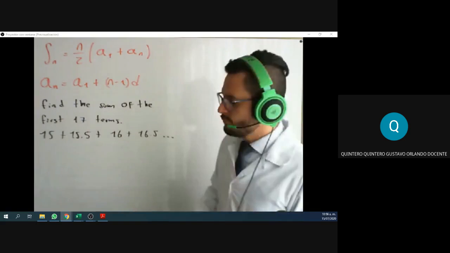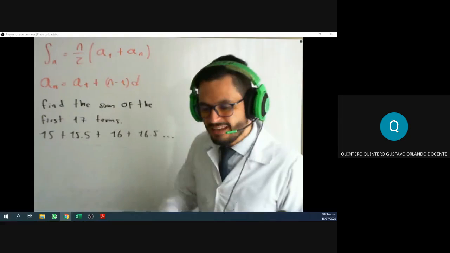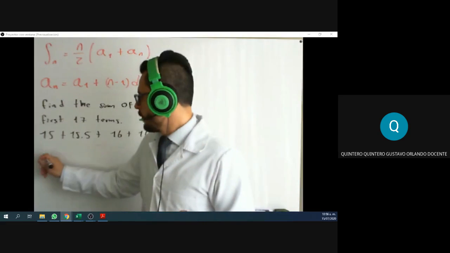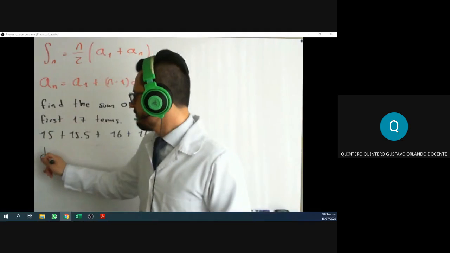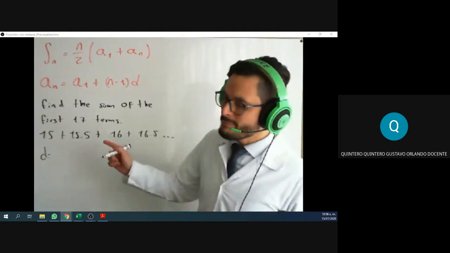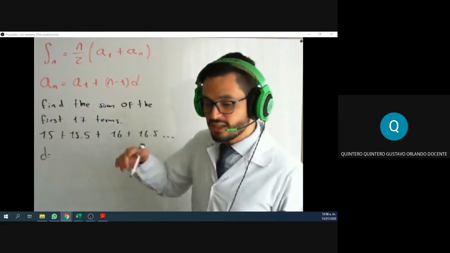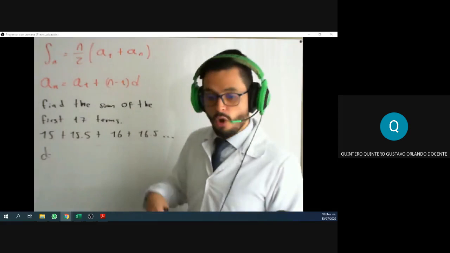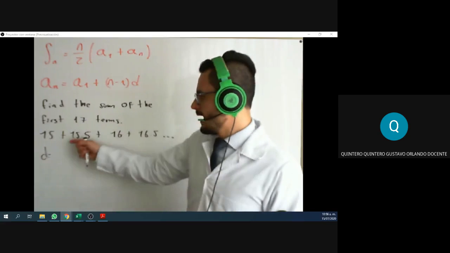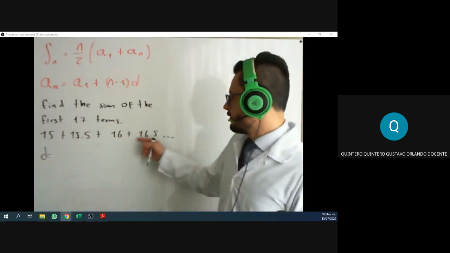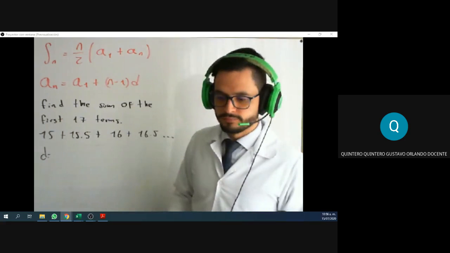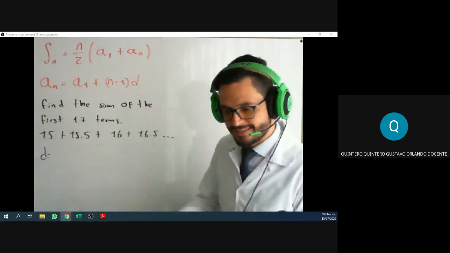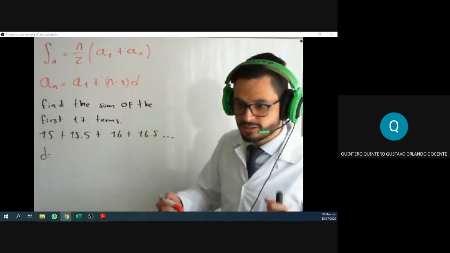How do we do that? Pretty simple. We're going to determine the difference. The difference is called D, and we studied this the past class. The difference is the subtraction between the second element and the first, or the third element and the second, or the fourth element and the third. That difference has to be always the same. It has to be constant.